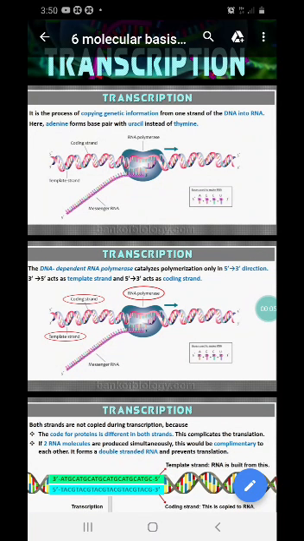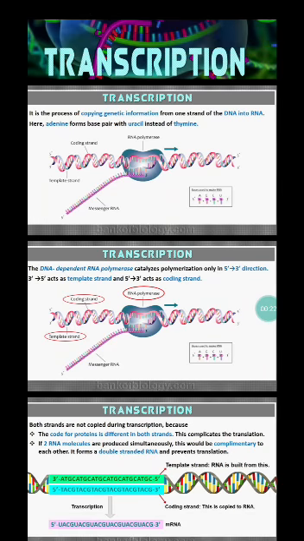Today we'll be discussing transcription. Clear? What is transcription then? It is the process of copying genetic information from one strand of the DNA into RNA. Here adenine base pairs with uracil instead of thymine.